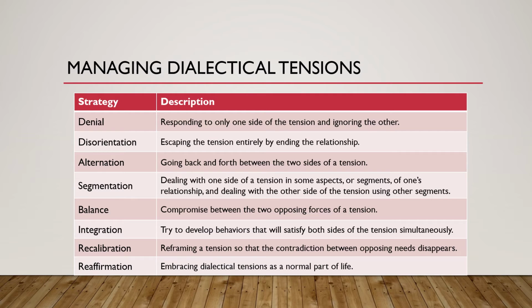Recalibration is reframing the tension so that the contradiction between the opposing needs disappears. So this may be gaining a different perspective on the situation, looking at it from a different angle, so that the tension is no longer present, or no longer an issue, no longer a factor. And finally, reaffirmation is embracing the dialectical tension as a part of normal life. So in the predictability versus novelty, if we just embrace that when you've been married for 25 years, there's not a lot of novelty, you don't get those butterflies in your stomach, and that's just the way it goes.